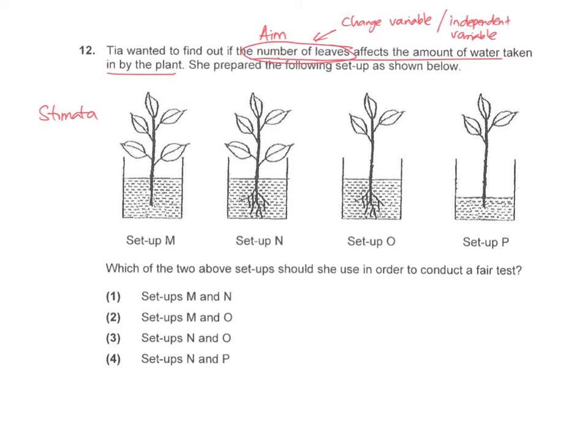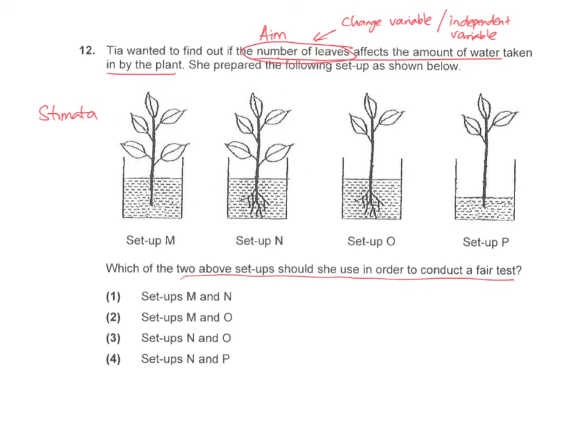So in this experiment, we need to be sure that we only change the number of leaves. The question is asking which of the two above setups should be used in order to conduct a fair test. So the experiment we pick should be such that only the number of leaves is changed. Everything else should be kept the same. Yes? So let's do a quick count. In this case, we have 1, 2, 3, 4, 5 leaves. So one possible set is that this 2 is not possible because we're not changing the number of leaves.